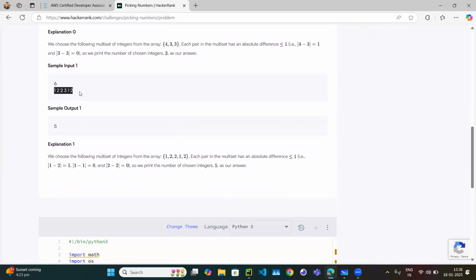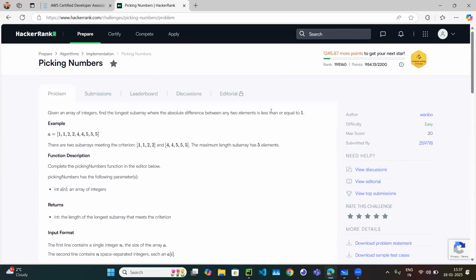Similarly, 1 2 2 3 1 2. There will be one array 1 2 2 1 2, because if you take any difference, it will become 0 or 1. So it looks like the difference will be either 0 or 1, right? Not looks, but it is mentioned in the question.